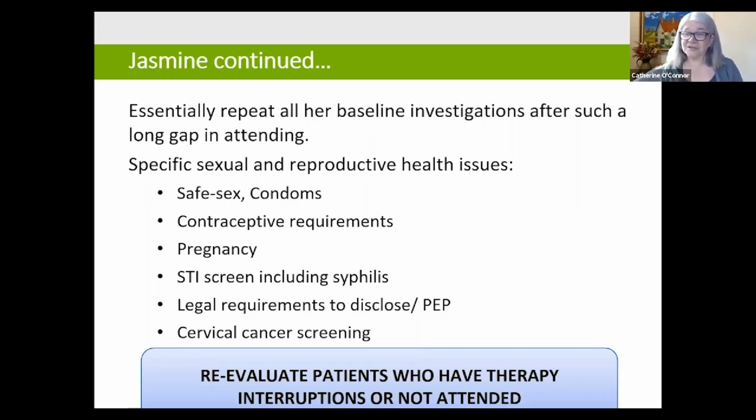In follow-up visits, we obviously need to also think about cervical screening. So you're not going to be able to do everything in the same visit, but we need to be working through these issues. Need to carefully reevaluate patients who've had a significant treatment interruption and have not attended for a long time. Really important, I think, that you have alerts on your medical record system so you can follow up patients who don't attend and remind them to attend.